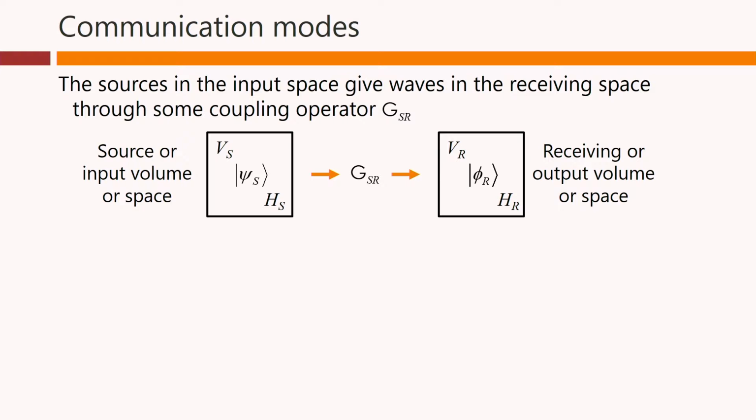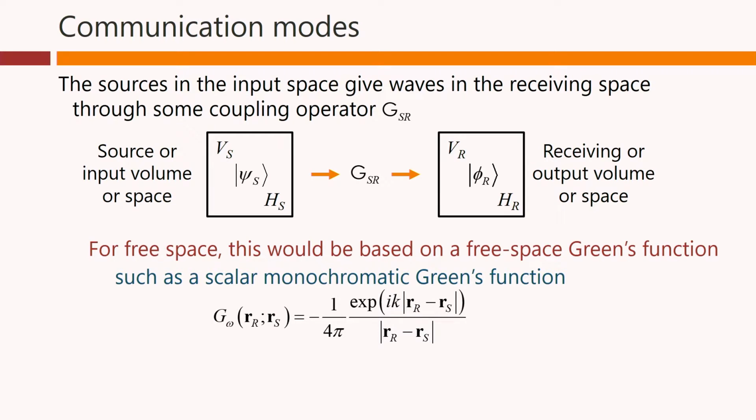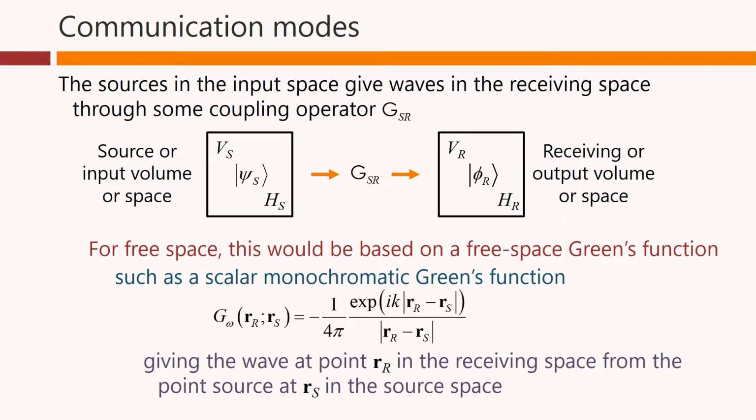The sources in the input space give waves in the receiving space through some coupling operator, which we'll call GSR here. For free space, this would be based on a free space Green's function, such as a scalar monochromatic Green's function like this one here. And what a Green's function does is it gives the wave at some point RR in the receiving space that results from the point source at RS in the source space.